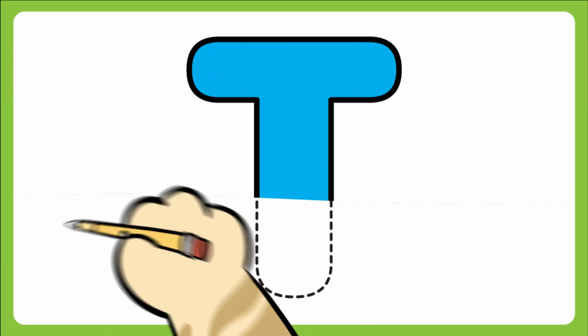Q for quilt. R. R for rainbow. S. S for snake. T. T for turtle. U.